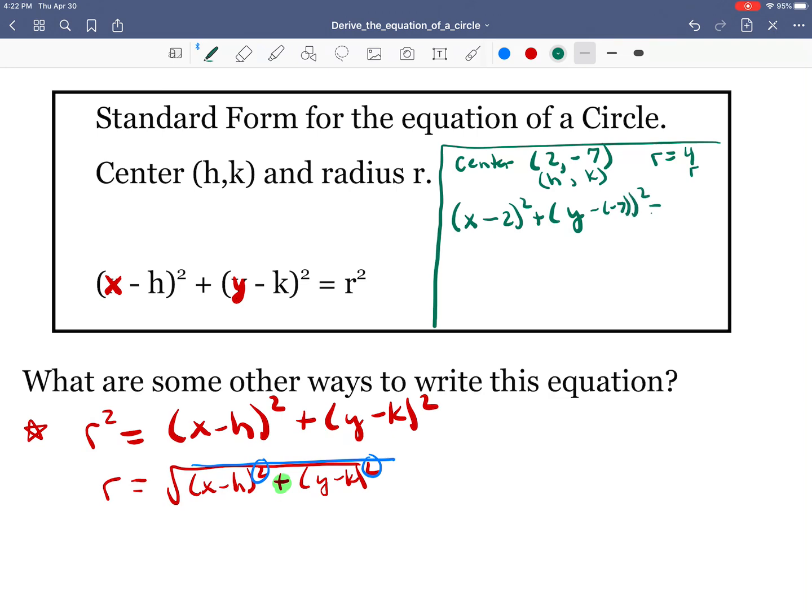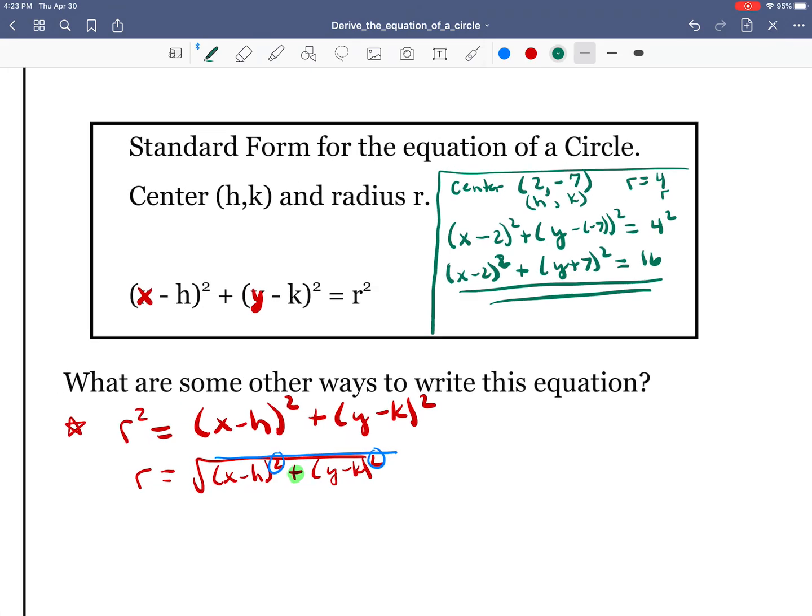Now notice it's a minus -7. We'll have to simplify that. It is equal to the radius squared. The radius is 4. So to simplify this, we get (x - 2) squared added to (y + 7) squared, and 4 squared is 16. So this would be our standard form for the equation that has a center at (2, -7) and a radius of 4.